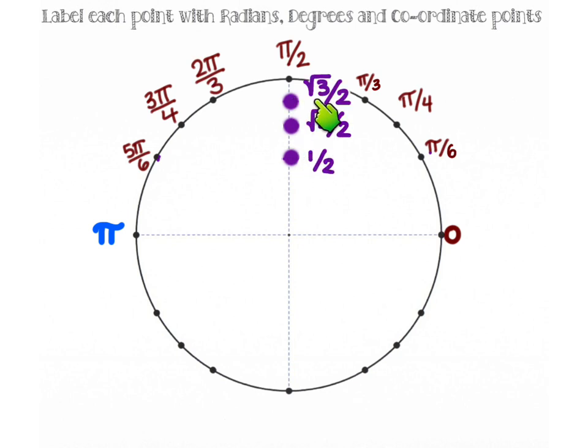So it's 1, 2, 3, but they're square roots. So it is actually square root of 1, but square root of 1 is 1. So 1, 2, 3, square root of 1, square root of 2, square root of 3, all divided by 2.